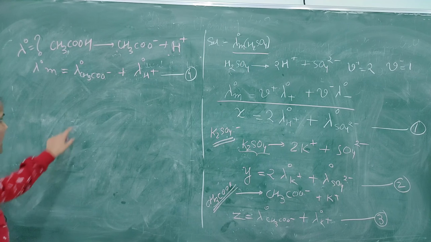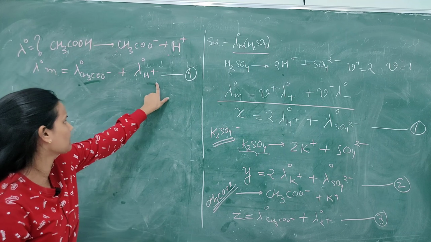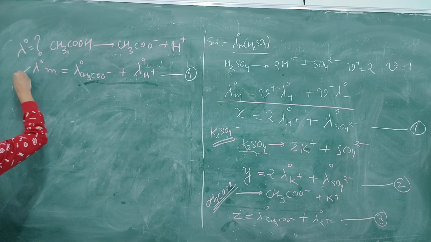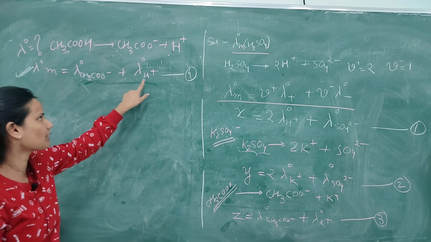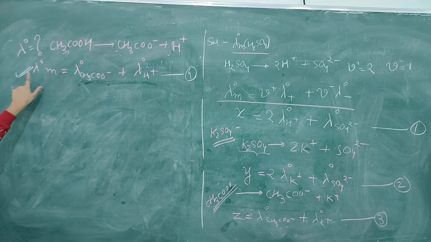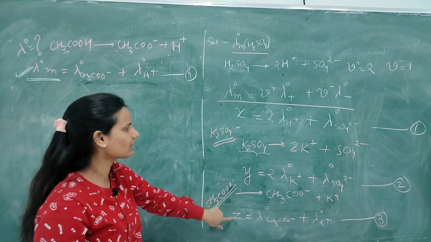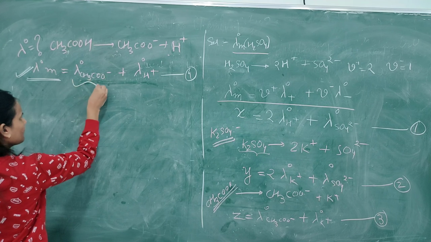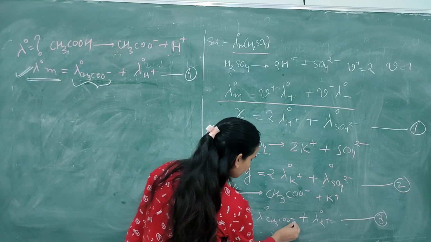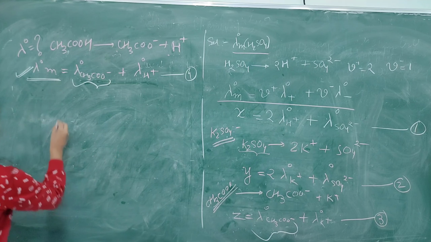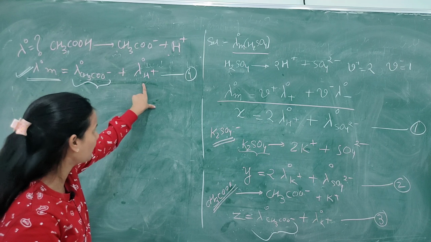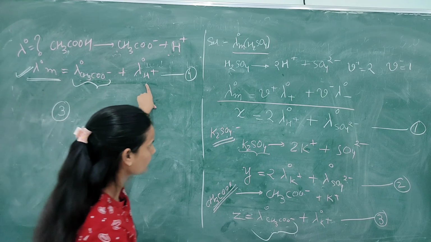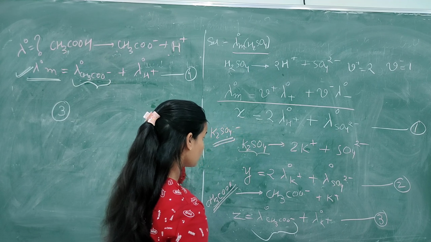So simply, if I find this and this, the sum of these two values, I can reach my result. If I find the lambda naught of CH3COO negative and lambda naught of H positive, I can simply sum them to find lambda naught m for CH3COOH. So I have to use these three results to find it. This is given here. So equation 3. In equation 3, I have to add lambda naught H positive. Where it is given, we can see here, but it is 2 times.